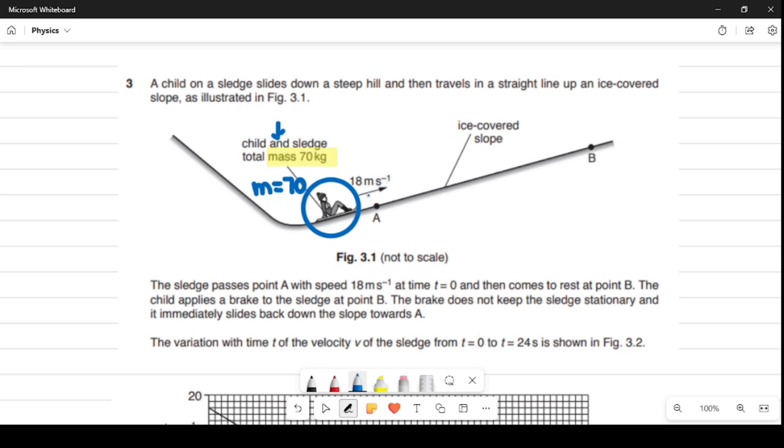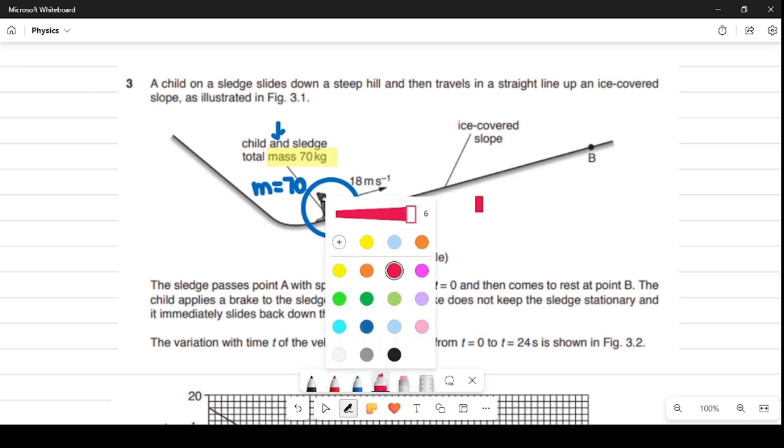Moving up the slope with a speed 18, I guess. The sledge passes point A, right? So let me highlight point A. This is B. And let's use green.